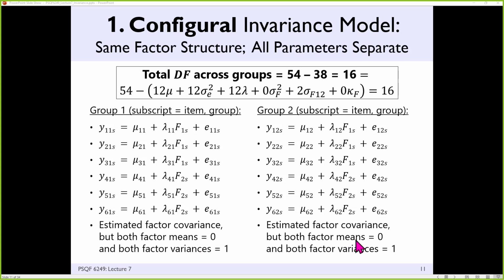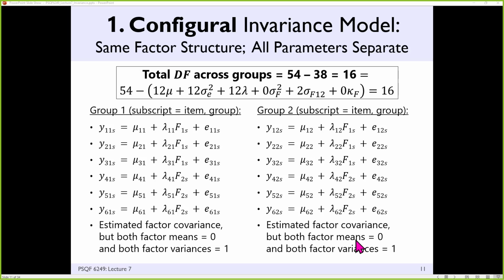Likewise, what are my choices for scaling the factor mean? Something's got to be 0. What are my 2 choices? The factor mean is itself 0, or I could do what? Fix the item intercept to 0. Yeah, one of the intercepts could be 0. Now, I am choosing this deliberately for reasons that will be unveiled shortly.